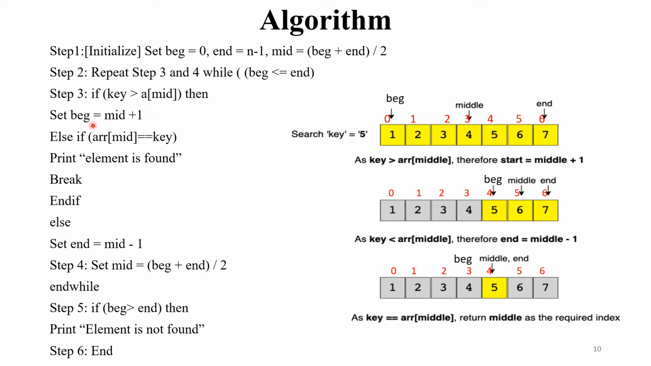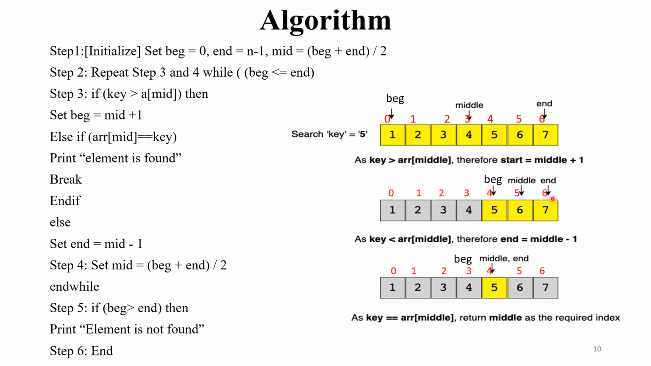Then we shift beginning to the right side. How do we shift beginning to the right side? Execute this statement: beginning is equal to mid plus 1. Here mid is 3, so 3 plus 1 is 4. So beginning points to the 4th position. See here in this diagram, beginning points to the 4th and end points to the 6th.